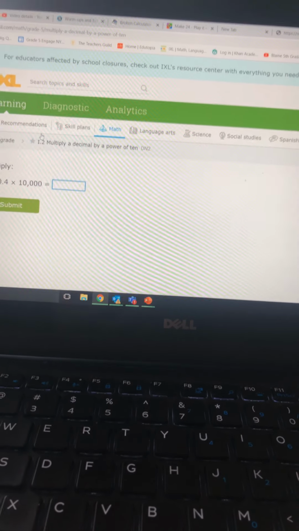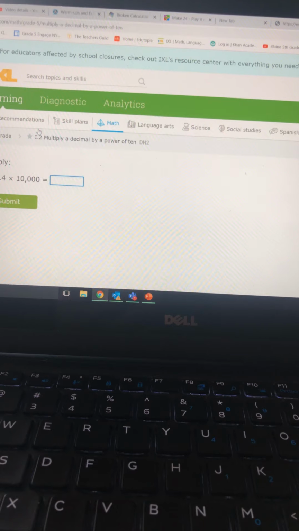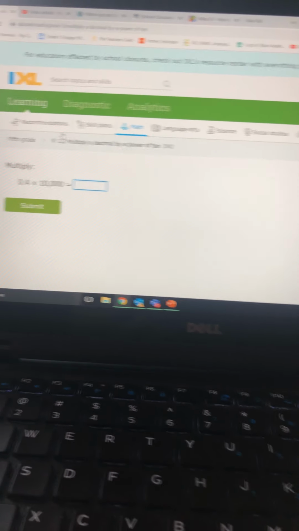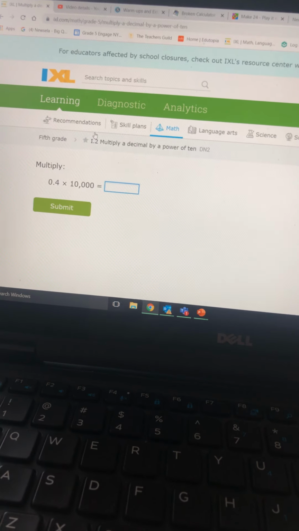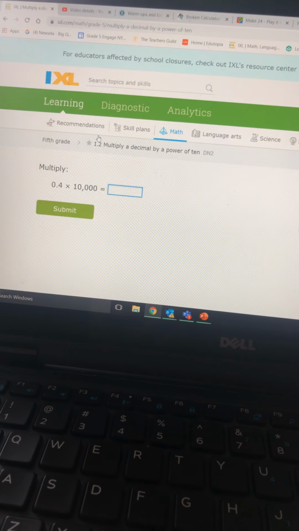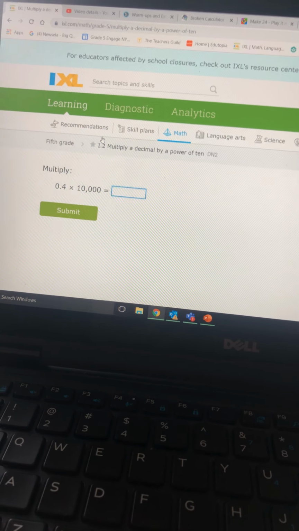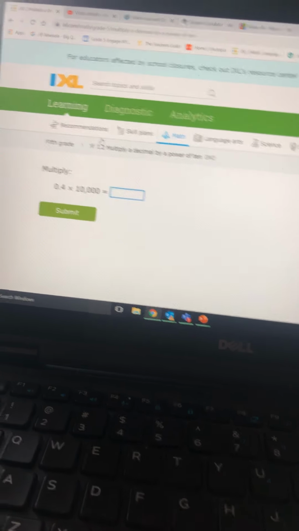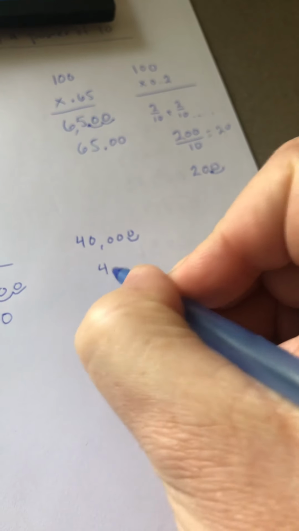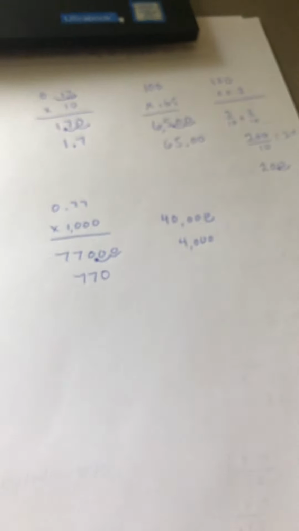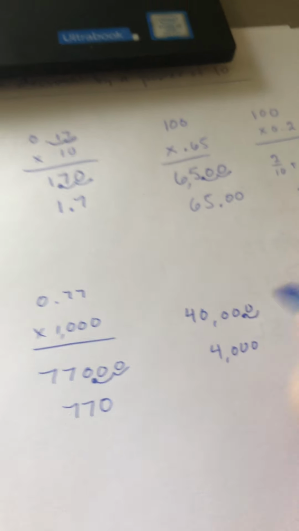Okay, and so on. You just keep going. You just multiply 10,000 times 4, you'd get 40,000. And from 40,000, you move the place value over once. So 40,000, move it over once, turns into 4,000. Okay? That's all there is to it.